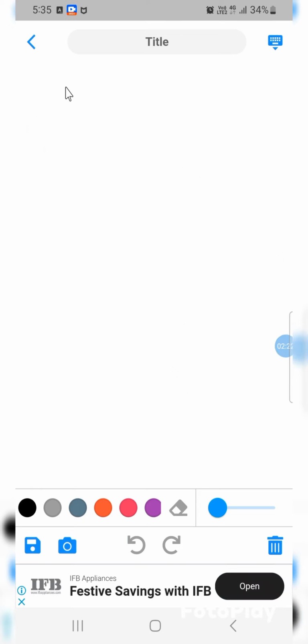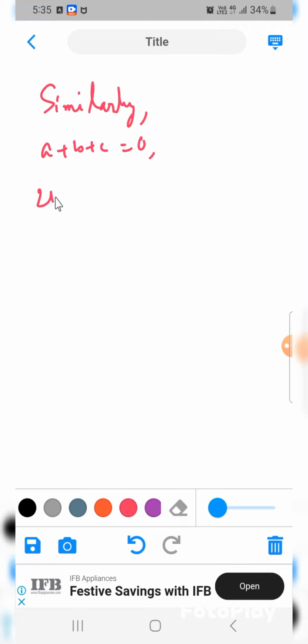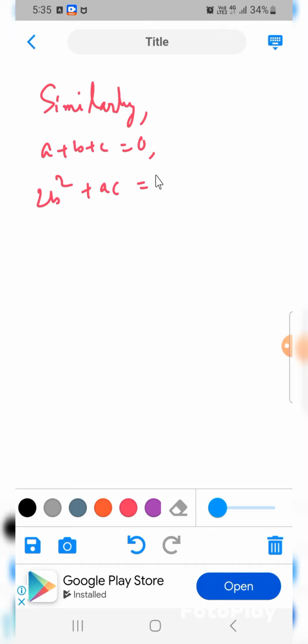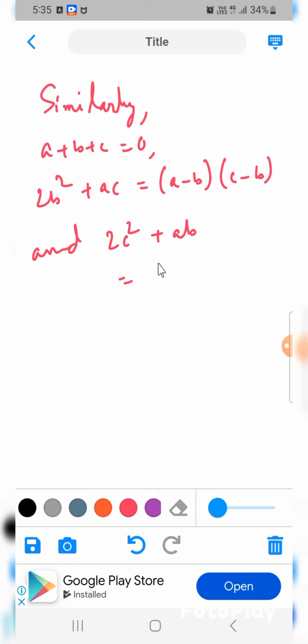Again we can similarly rearrange A plus B plus C is equal to 0, and we will find out in this form: 2B square plus AC is equal to A minus B, C minus B, and 2C square plus AB is equal to A minus C, C minus B. Then with these values we will replace this and we will find out the problem in this way.